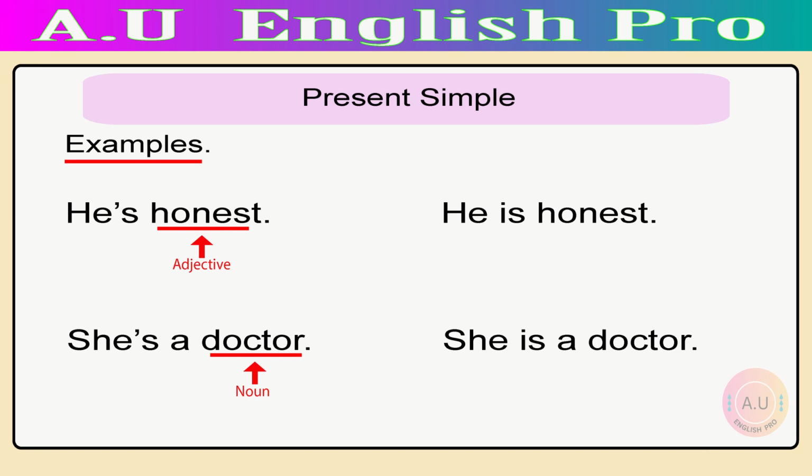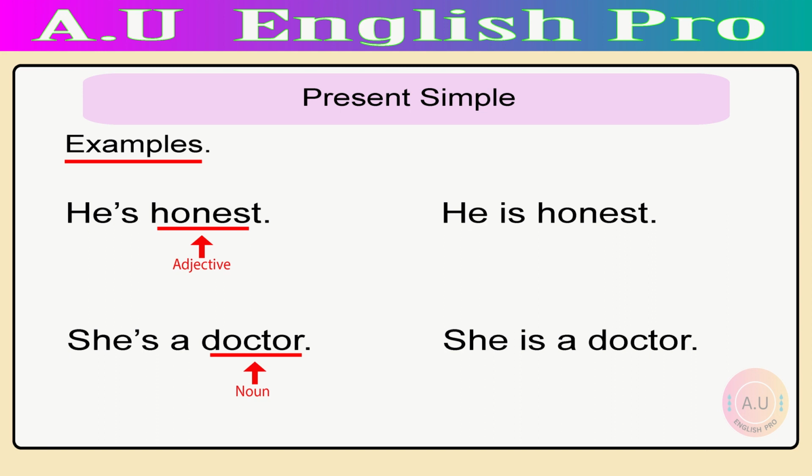So friends, you can notice here 'honest' is an adjective. According to the present simple tense, we have to use an adjective or noun after the helping verb like is, am, are. So here we can easily recognize that this English contraction symbolizes the short form of 'he is', because after the contraction there is an adjective.